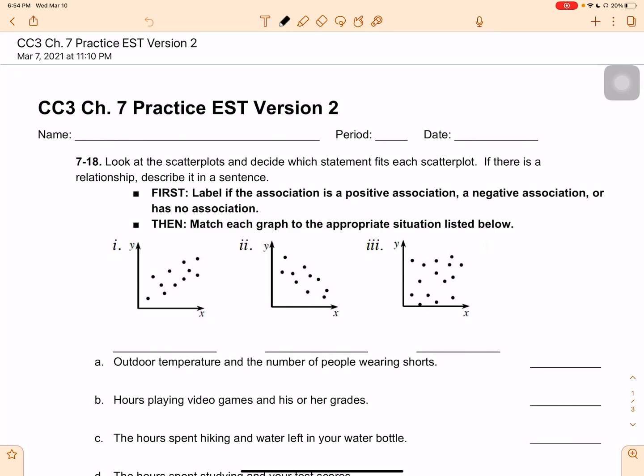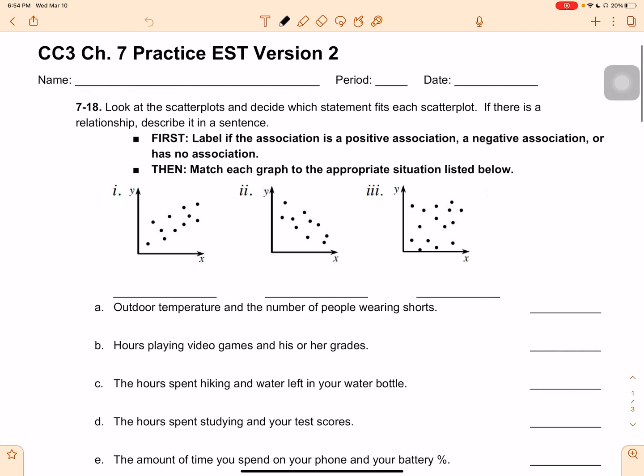Okay, so here is version 2 of the practice EST. Now, this looks very similar. Some parts might be similar or the same. Please still do this worksheet, review this video, pause the video throughout and try the problems on your own first so that you can see how you're doing with the concepts. And the more you study, the more you practice, the better you will do on your actual EST.